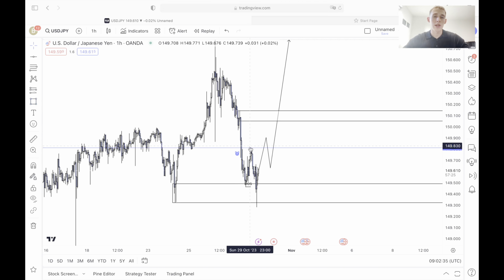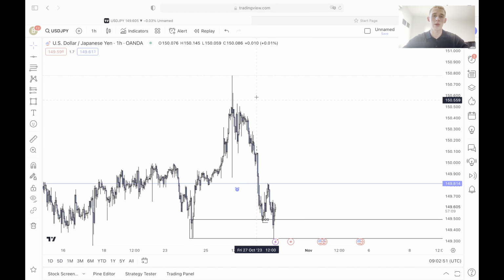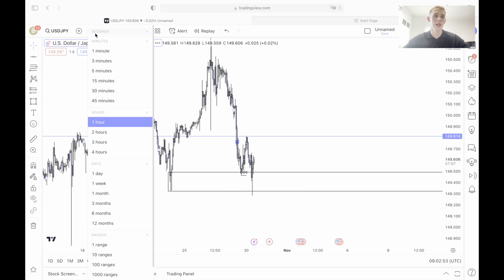But if price does break above this structure, in my opinion, even though it may cause a slight retracement, it would not cause a complete reversal. It's quite a low probability area to look for sells, in my opinion. So yeah, the overall main target will be this 150.8 zone.